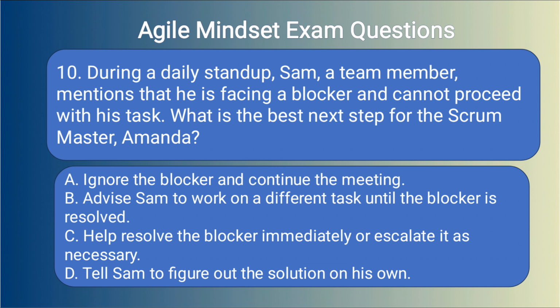10. During a daily stand-up, Sam, a team member, mentions that he is facing a blocker and cannot proceed with his task. What is the best next step for the Scrum Master, Amanda? A. Ignore the blocker and continue the meeting. B. Advise Sam to work on a different task until the blocker is resolved. C. Help resolve the blocker immediately or escalate it as necessary. D. Tell Sam to figure out the solution on his own.